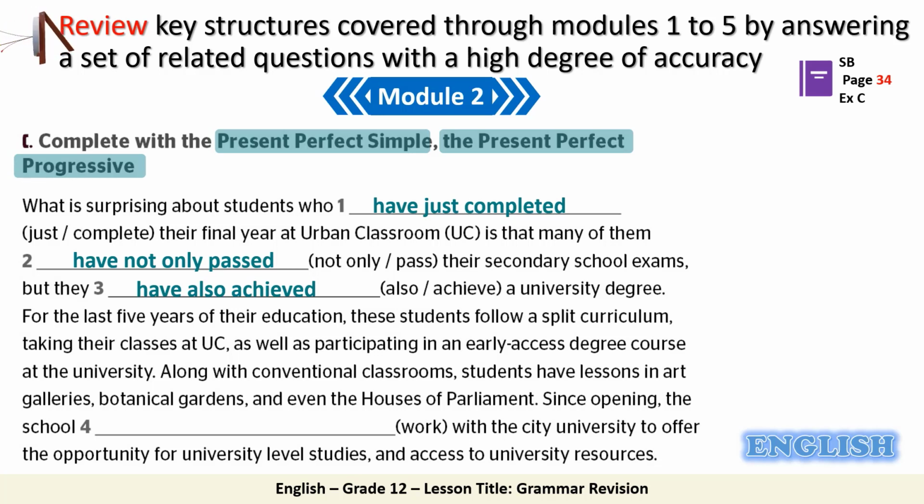Finally, space 4, we can have 2 possible answers here. So we can use the present perfect simple, and in this case we should write has worked, because the verb refers to a state which started in the past and continues up to the present. Or we can use the present perfect progressive, and we should write has been working, to emphasize the duration of a state which started in the past and continues up to the present.